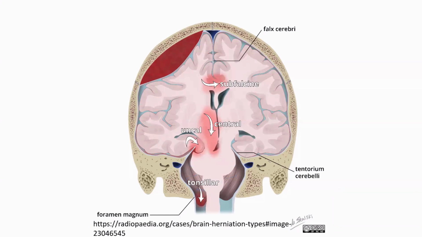Also, we have another, less common type called transcranial brain herniation. Transcranial means the brain tissue is herniating from inside to outside across the skull bone. So this one is called transcranial brain herniation. So we have many different types of brain herniation: subfalcine, transtentorial, tonsillar, and transcranial brain herniation.